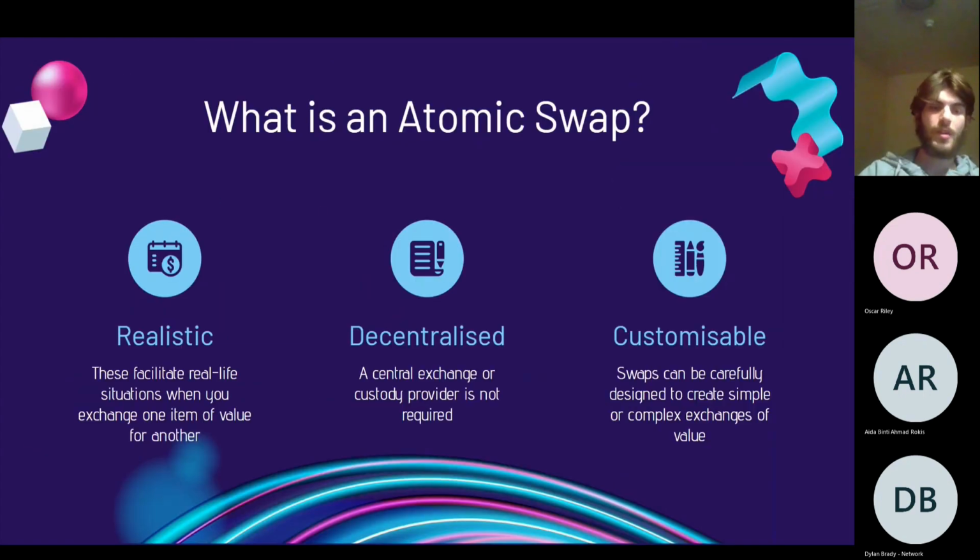Essentially, an atomic swap is a way of exchanging two or three or multiple items of value which are represented by tokens on the Hedera Hashgraph. Now, with HBAR, with the Hedera Hashgraph, you're able to do this without a smart contract, just by using native functionality within the software developer kit which we've been using.